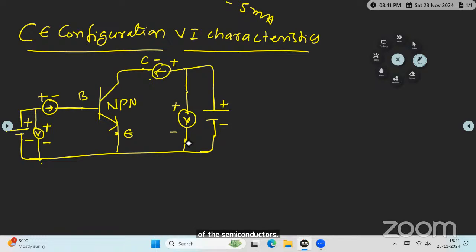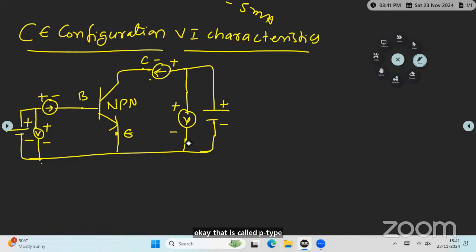What is doping? Adding impurity to the pure semiconductors. What are the impurities? Pentavalent and trivalent. The third group elements are trivalent and fifth group elements are pentavalent. If you add pentavalent, that is the N-type semiconductor. If you add trivalent, that is the P-type semiconductor. Okay, that is called P-type semiconductor and N-type semiconductor.